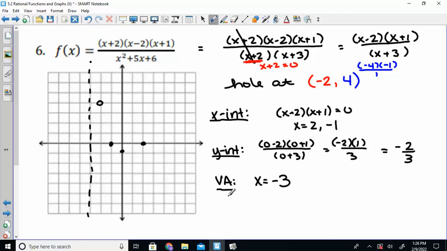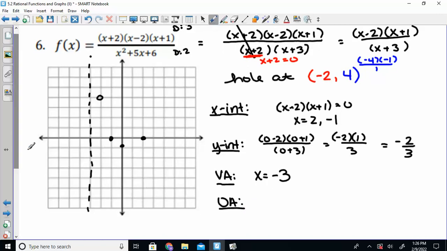To decide horizontal or oblique, we have to look at the degree. The original one on top, x times x times x would be x to the 3rd, so it's a degree of 3. And the bottom is 2, so this is oblique. Alright. So to find oblique, we have to do long division.